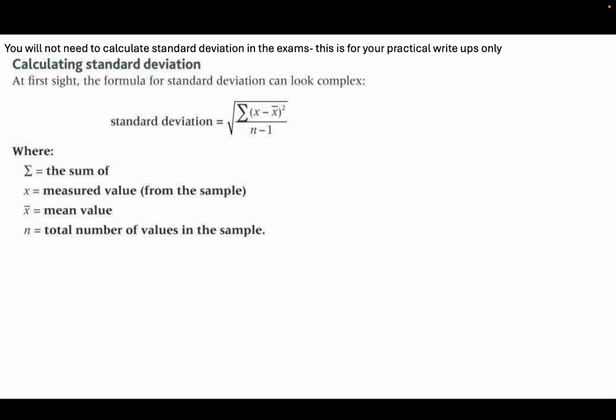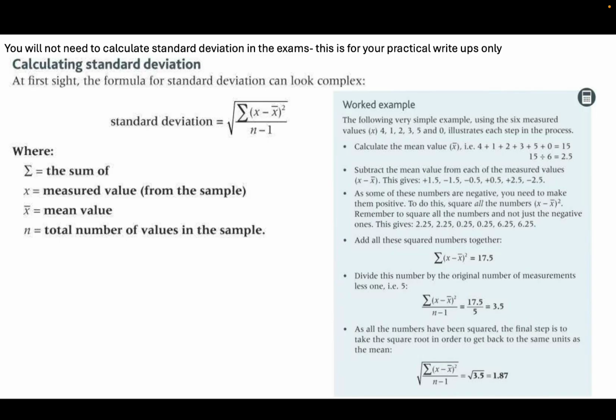But just so that you're aware, the formula for standard deviation, and I will go through a worked example with you, is the square root of the sum of x minus the mean, squared, divided by n minus 1, where this sort of inverted E means sigma, which is the sum of, x is the measured value from the sample, and then x with the line on top, or x bar, as you may call it, is the mean value, and then n is the total number of values in the sample.